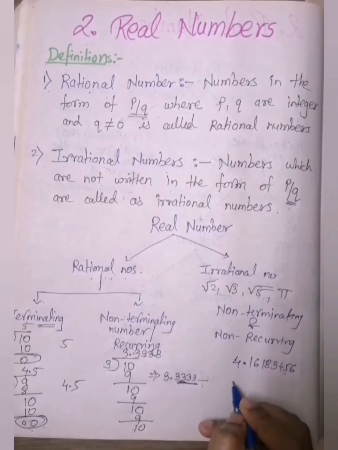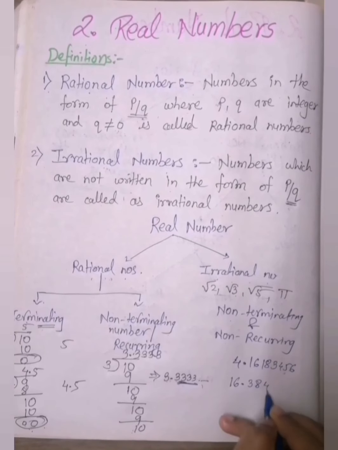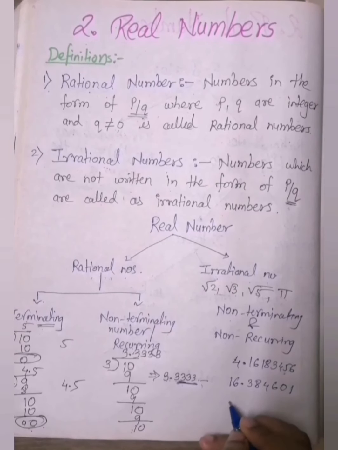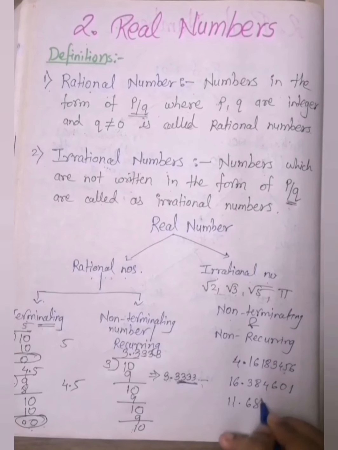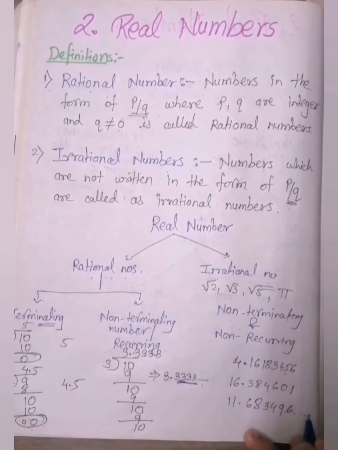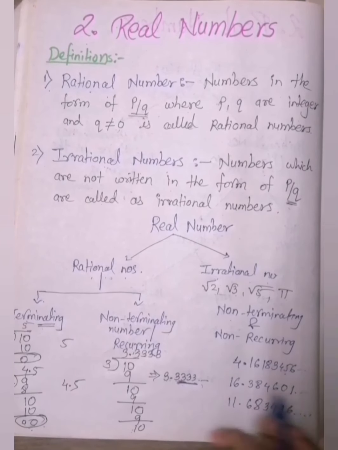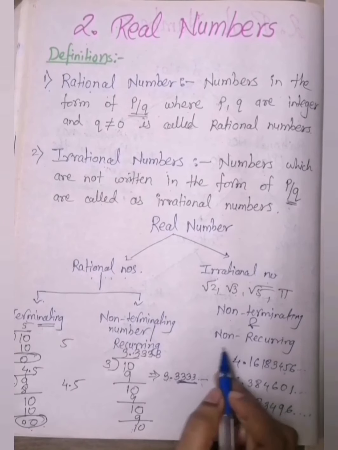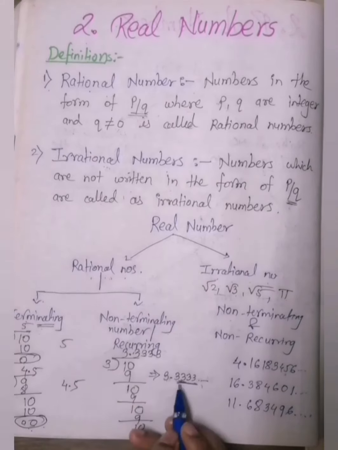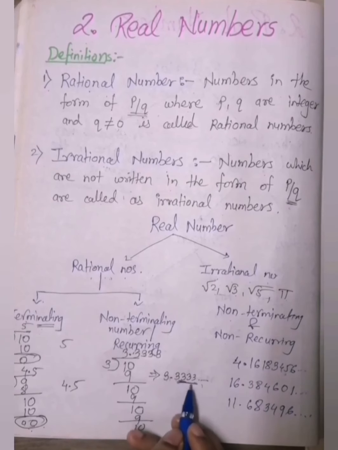Clear? So I have another example also. Suppose I'll take 16.384601, like that. Again I'll take another example, 11.683496. Clear? So this is in the form of non-recurring. Non-recurring means there is no repetition of numbers, and recurring means what? There is a repetition of the same numbers.